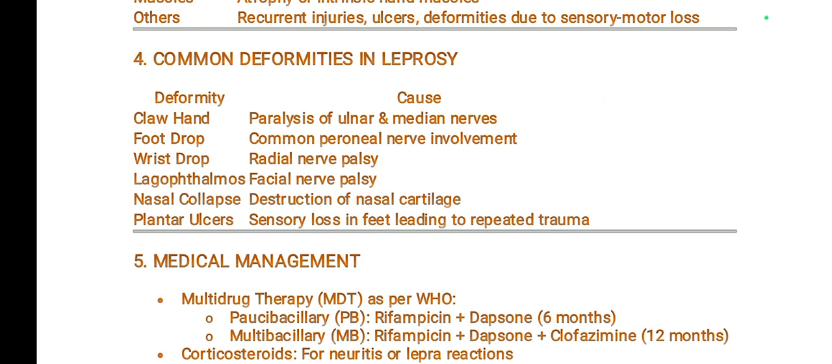Next is common deformities in leprosy and their causes. Claw hand: paralysis due to ulnar and median nerve involvement. Foot drop: common peroneal nerve involvement. Wrist drop: radial nerve palsy. Lagophthalmos: facial nerve palsy. Then nasal collapse, where destruction of nasal cartilage will be seen. Plantar ulcers: sensory loss in feet leading to repeated trauma.